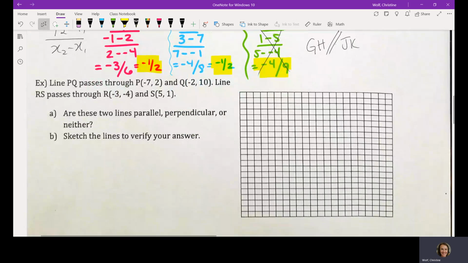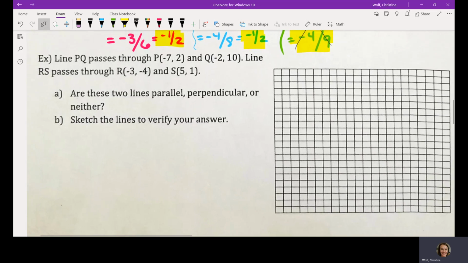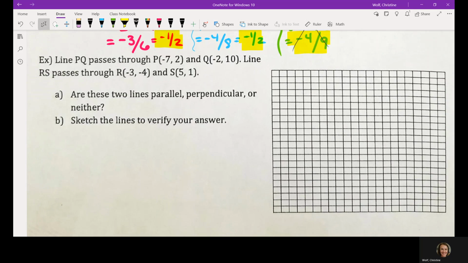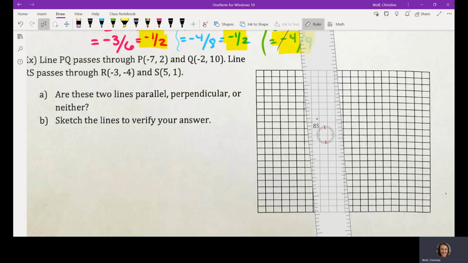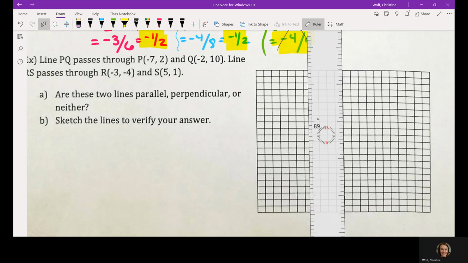Okay, this next one is kind of similar, and this time I ask you to actually just draw them. So it says line PQ passes through those 2 points given, and line RS passes through those 2 points given. This time we're only given two lines to draw instead of 3. Then the first question asks, are they parallel? Maybe they're perpendicular, or are they neither? And it wants us to sketch them to verify. Okay? So to draw these points on this graph here, I'm just going to quickly draw my X and Y axis. You could do the same.